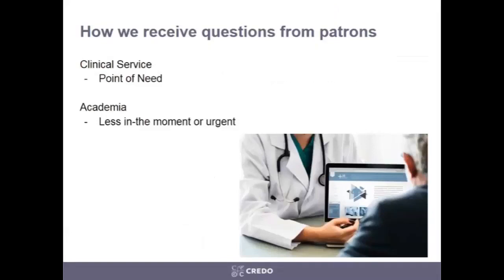Yeah, great. So I would say one of the main differences in the clinical informationist work is how we receive the question. We're hearing the question almost at the same time it's being generated by the team. It's not something that happened and then 2 hours later they called us or emailed and relayed the question when they've had more time to think about it.